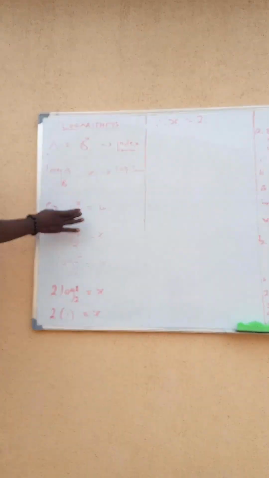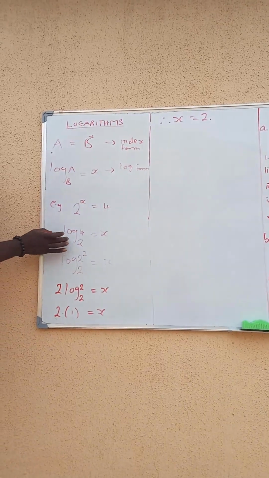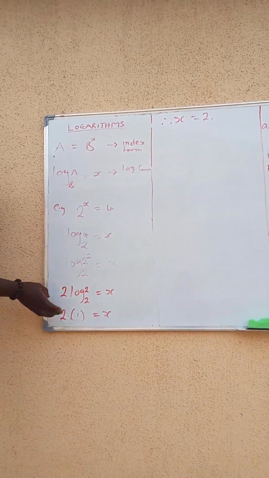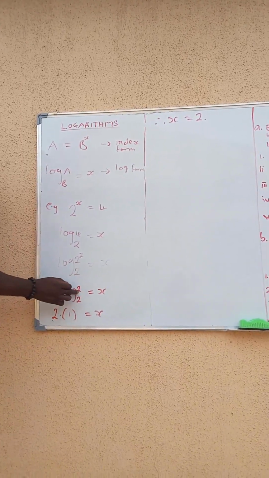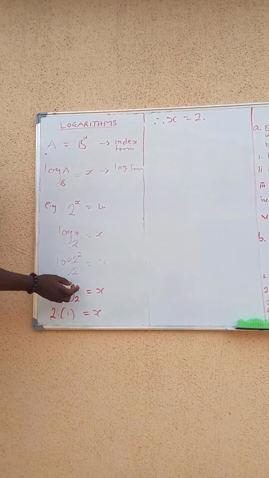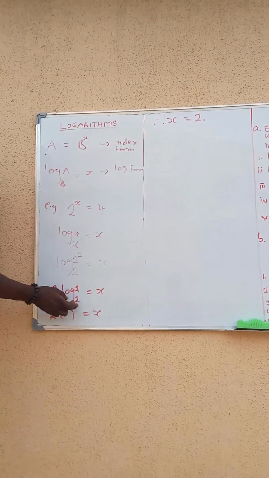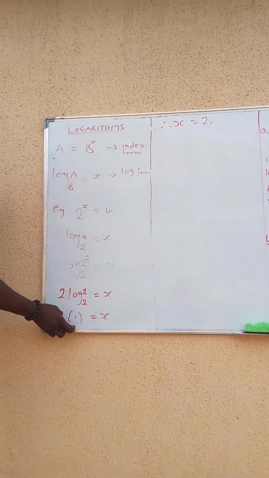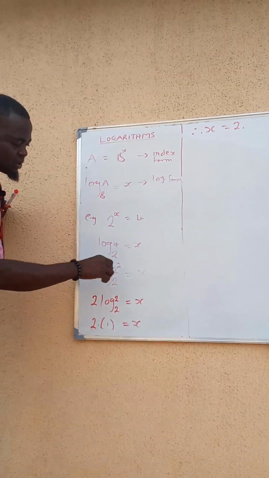Now, this is an indicial equation. I used logarithm to solve it. The logarithm of a number to its own base, that means the same log having the same base, is 1. It's a law of logarithm.